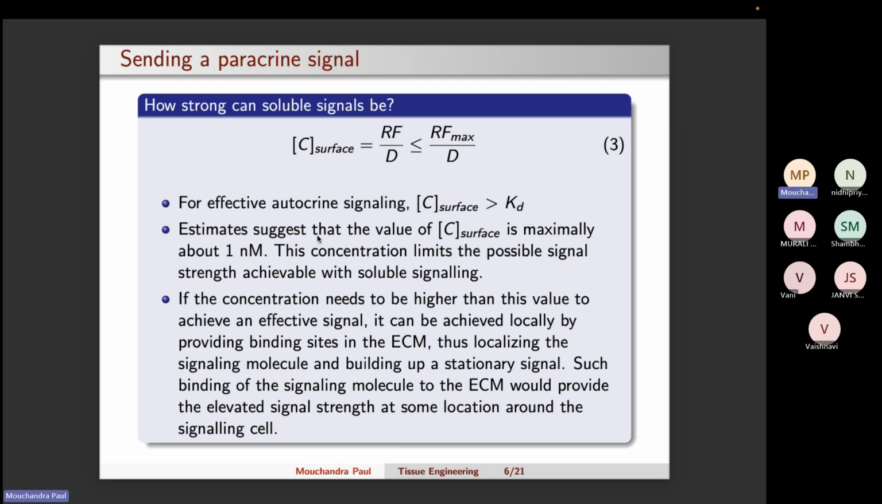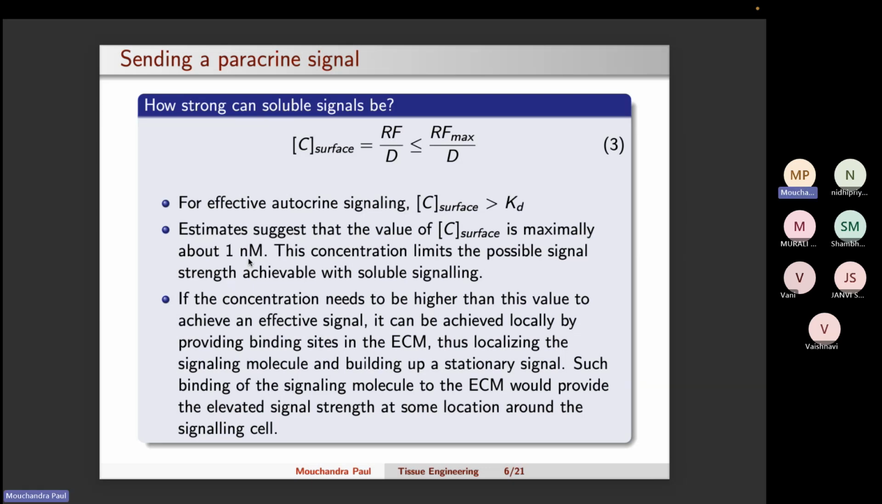So estimates suggest that the value of C surface is maximally about 1 nanomolar. So note these figures, the times, the distances, the numbers basically. This will help you understand the complexity of this particular process going on at the cellular level. If there are any queries, please stop me in the middle, because I may forget to ask you after every slide. So if you have any queries, let me know.